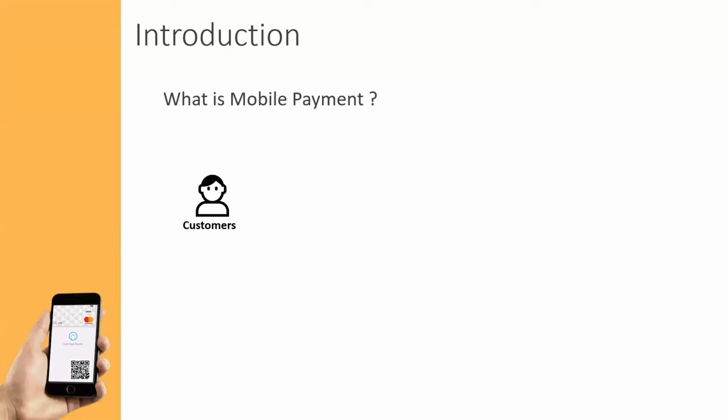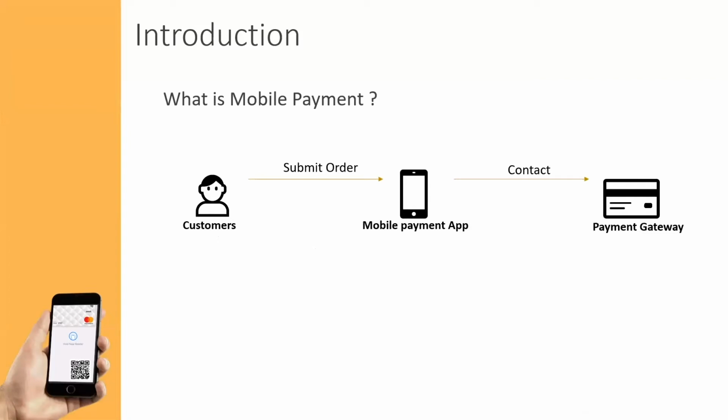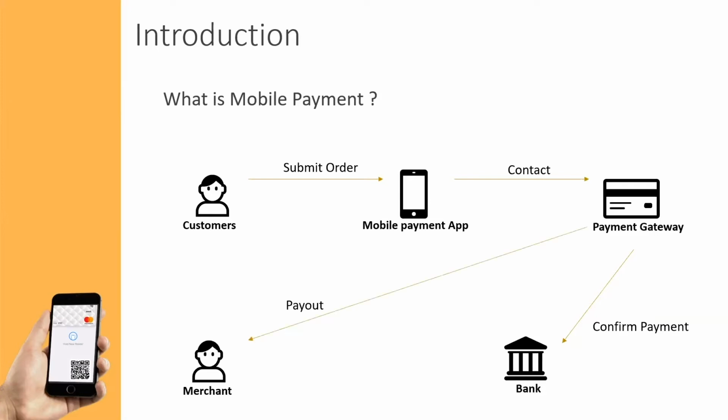So you are the customer, you submit an order using the mobile payment app, and the mobile payment app will contact the payment gateway, and the gateway will confirm the payment with the bank. And when the merchant receives the payout, the bank will respond with the result, and the customer will finish the order. So that is really easy.